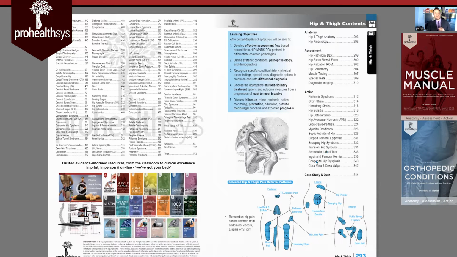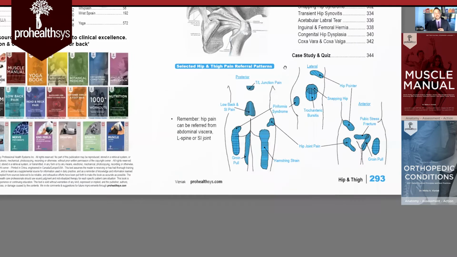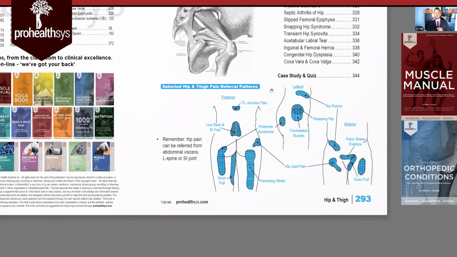So to start with, you might even be aware of basic positions of pain referral on the body and around the hip. Things like TL junction pain versus low back and SI pain versus the hip joint itself versus hamstrings versus piriformis type syndrome versus the trochanteric bursitis or groin pulls. And of course, we can have other more serious ones like pubic stress fractures and other things like that, but just kind of a quick overlay of the pain referral patterns.